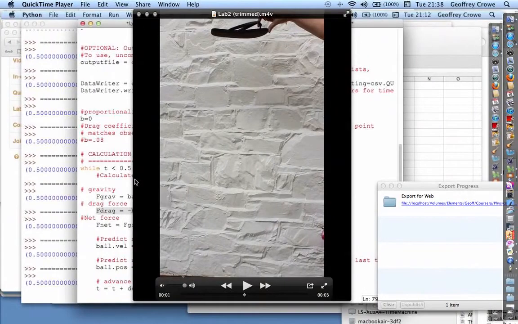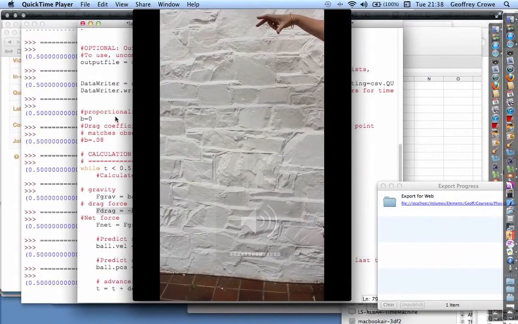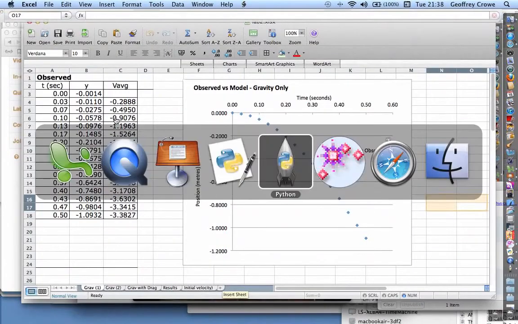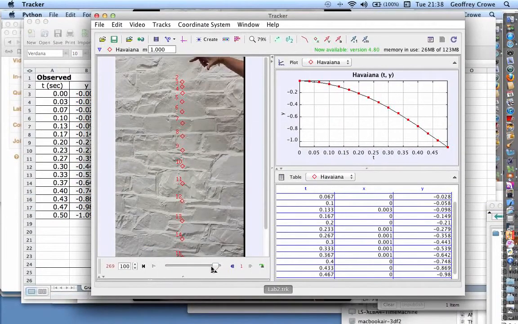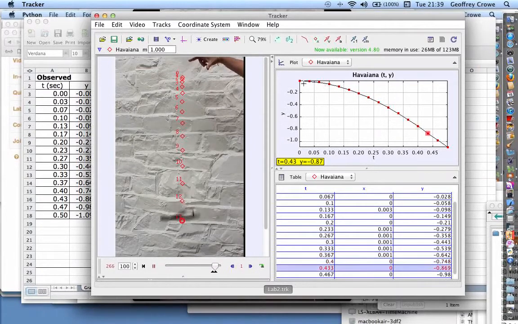So here we see our object falling. And if we go to Tracker, we can analyse that motion. And already we can see that after an initial acceleration, the velocity seems to be becoming constant.